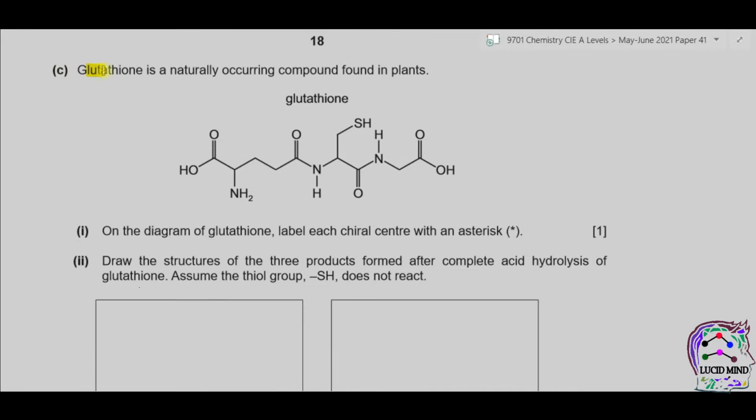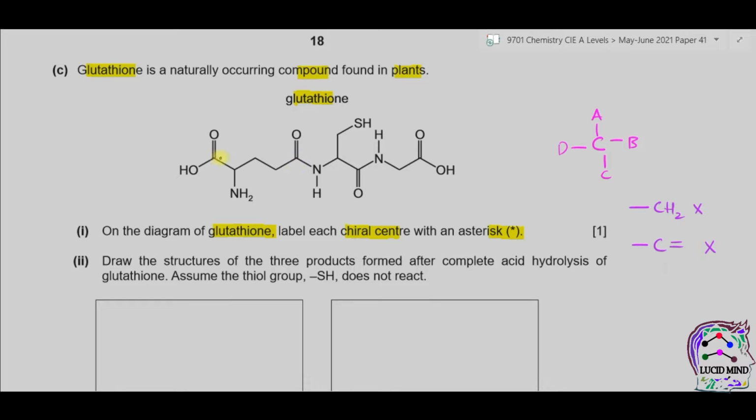Part C, glutathione is a naturally occurring compound found in plants. This is the structure. On the diagram of glutathione, label each chiral center with an asterisk. Now chiral carbon is the one that is bonded to 4 different groups or elements. If we have any carbon that is bonded to 2 hydrogen, it is not chiral. If we have any carbon that is making double bond, it is not chiral.